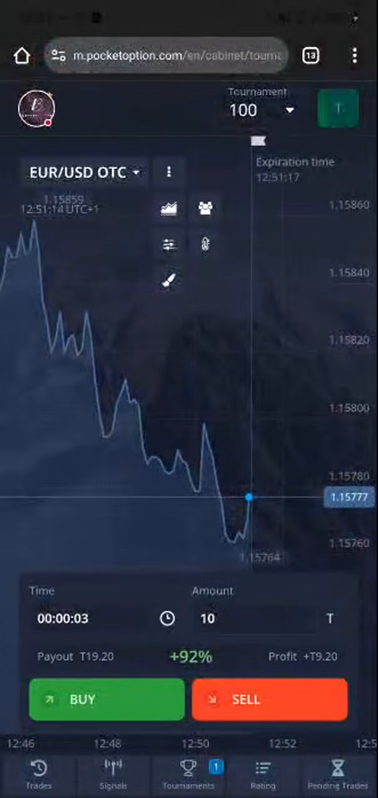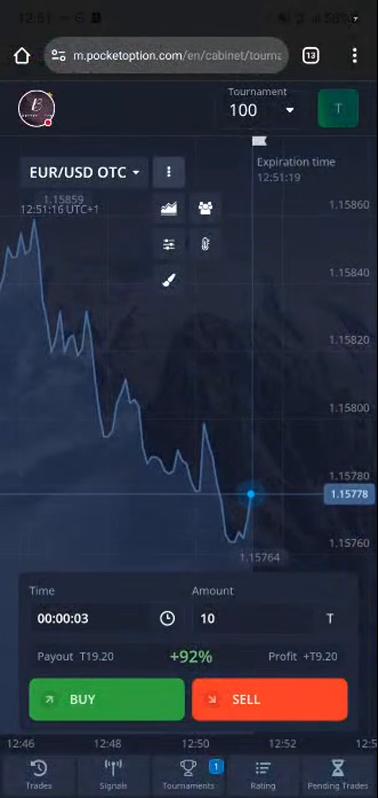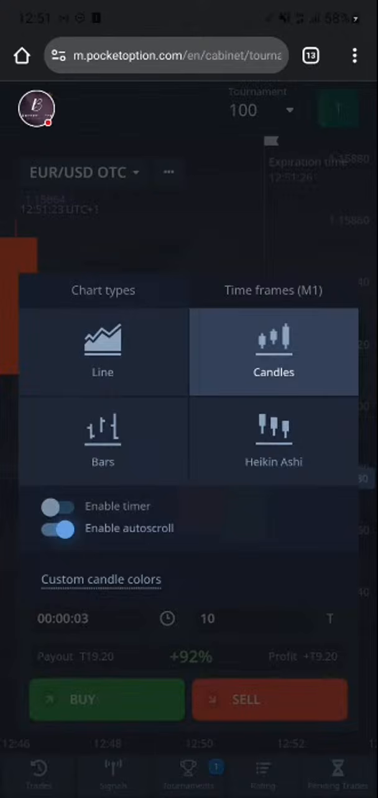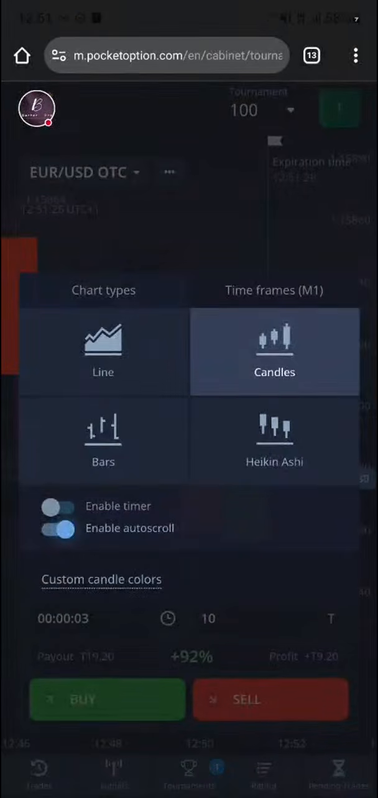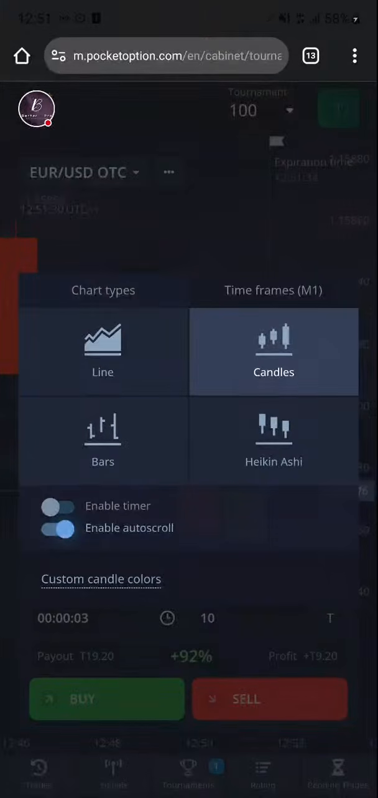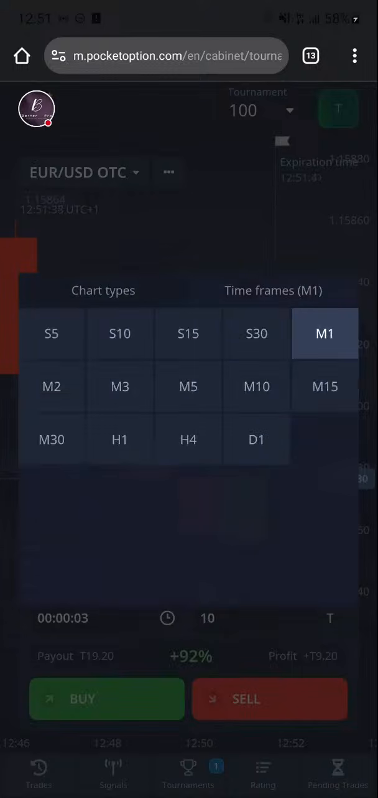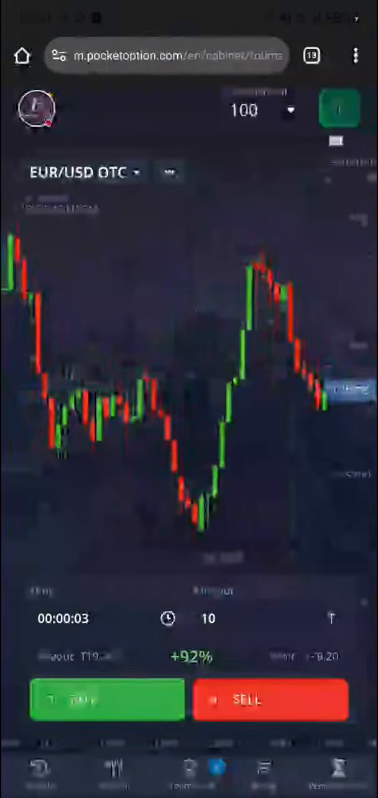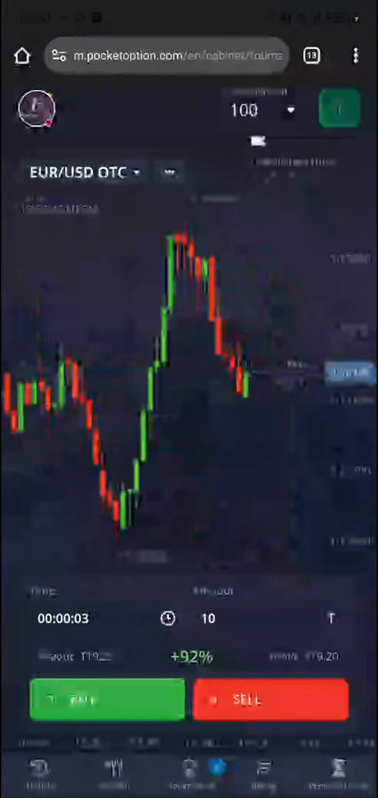Here we'll click on this menu, and we'll click this option. The first we have here is chart type. We choose our chart type. It's candlestick, so we're using the candlesticks chart type, the candles. Then we'll enable this timer, and we'll disable this auto scroll. Then we'll go to the time frame section here. I will choose M1. It's already on M1 anyways. You can see now we have the charts and we have the timer here.